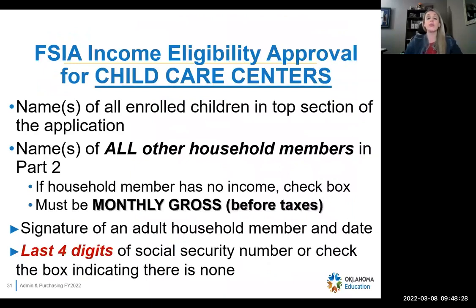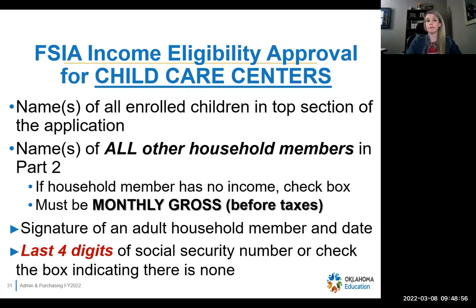And again, to approve the application for income for the childcare side, they have to have the names of those enrolled up top. Then again, they list all the other household members in part 2. If a household member has no income, they have to make sure they hit that no income box or put zeros. And then the parent or a guardian has to sign and date it. They also are required to put the last 4 of their social on that application and agreement.